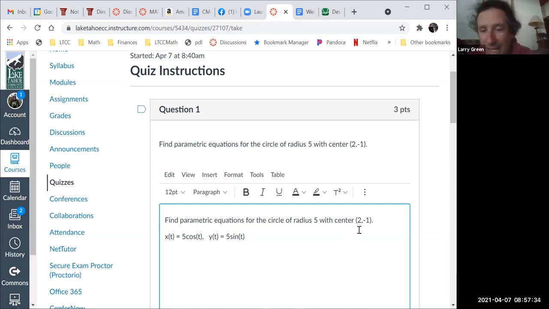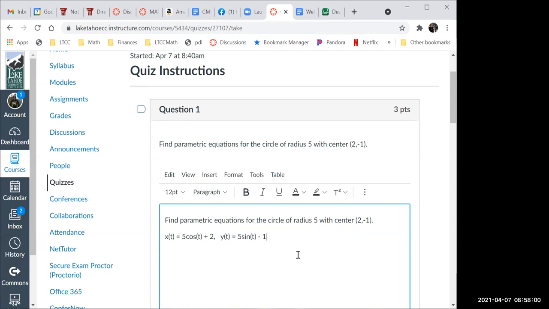So how do I make it centered at (2, -1)? Let's start with the x equals 2. What do I have to do to the x of t? It's very easy. Add 2 at the end. Yep, add 2 at the end, so plus 2. And to make it centered with y as -1, what do I do? Subtract 1. That's all there is to it. That's the answer. There's really no work to show on this one.